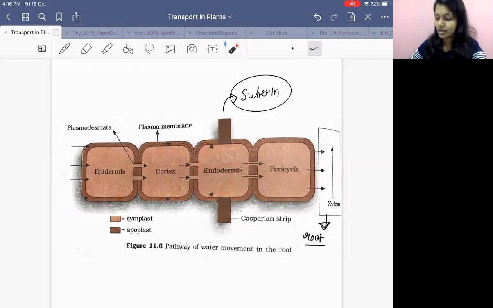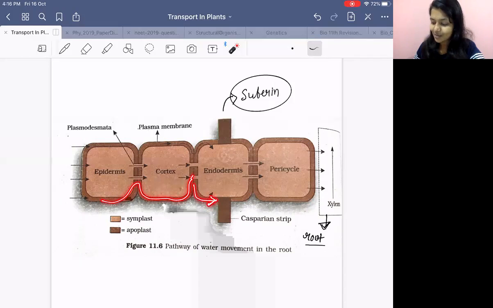Which is made up of suberin. Now, water was coming easily by the apoplast path. But once it reaches the endodermis, it will not allow apoplast movement. It will be like, no man, I am not going to allow you. Who are you? Then what does it have to do?